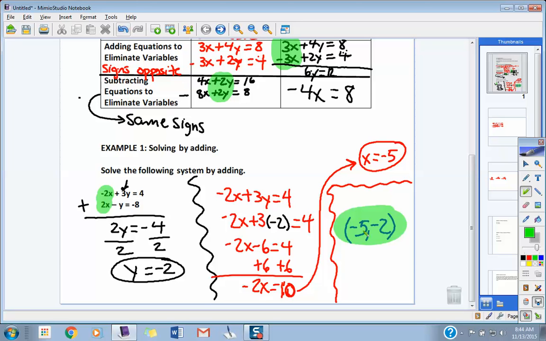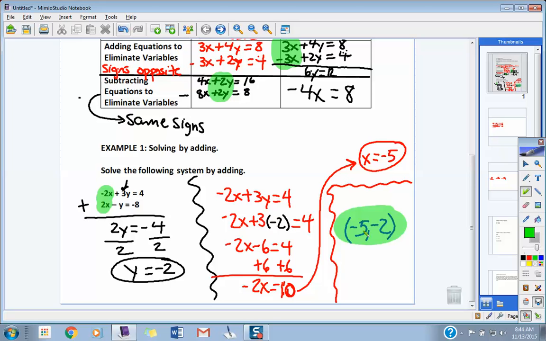Substitution by elimination. Look for a coefficient that has the same value, regardless of sign. Once you figure out if the signs are the same or different, that'll determine if you add or if you subtract systems. Okay with that?